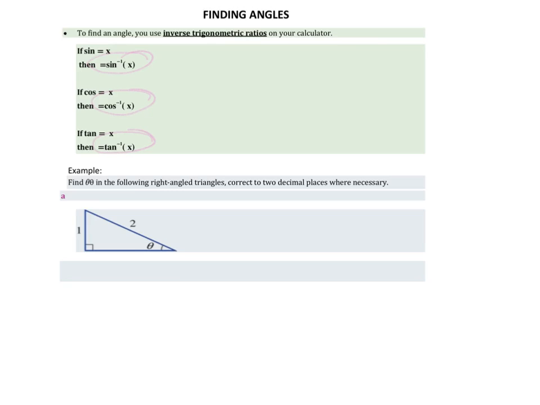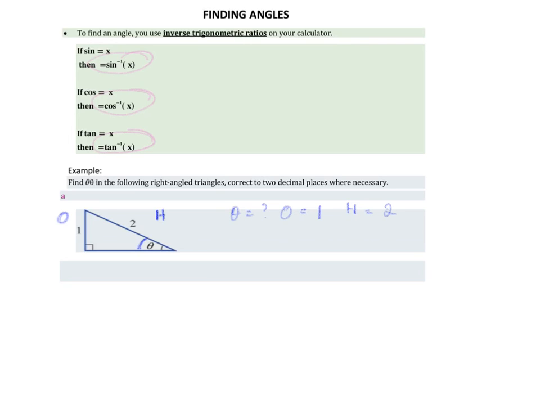So let's have a look at this. Find theta in the following right angle triangles, correct to 2 decimal places. So I am going to label my triangle like I usually do, and I have got the hypotenuse, and because this is my given angle, this must be my opposite side. So let's write down the information that I have. Theta is now what I am looking for. Opposite is 1. Hypotenuse is equal to 2.